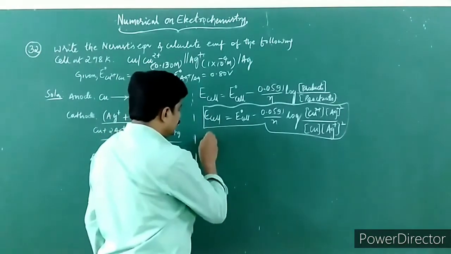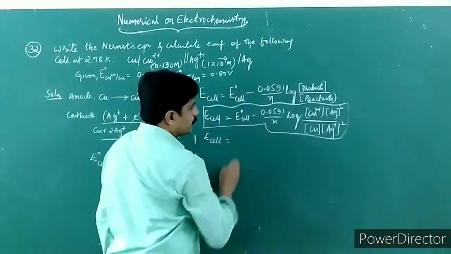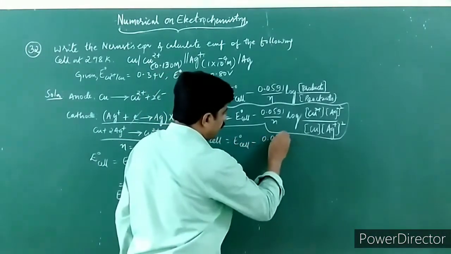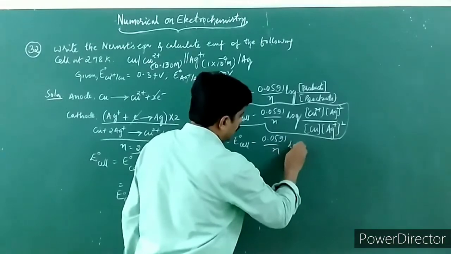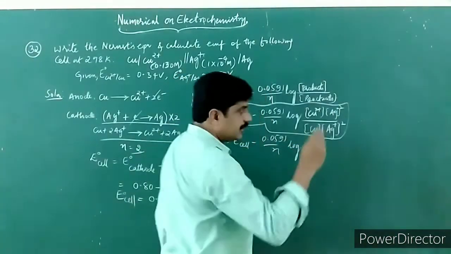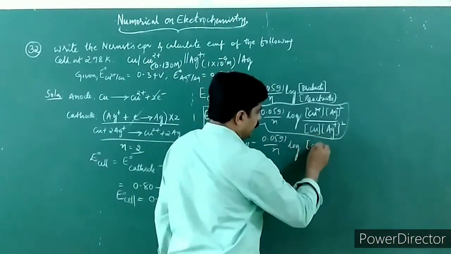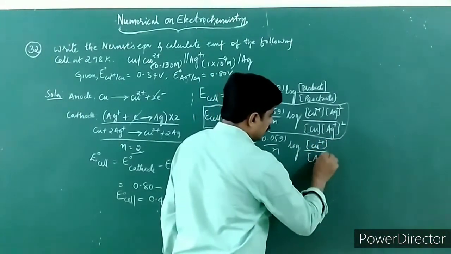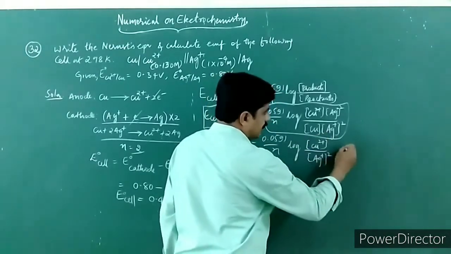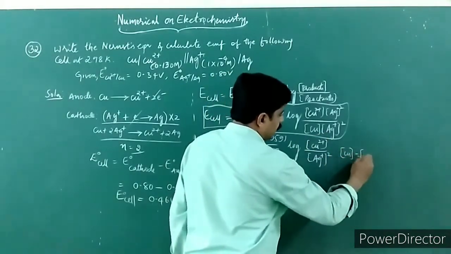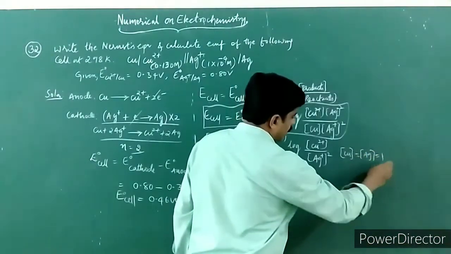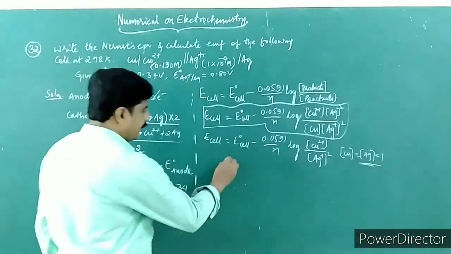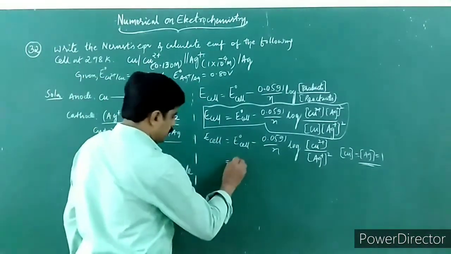Now look at here, E cell is equal to E naught cell minus 0.0591 upon N. Look at here, log of Cu2 plus upon Ag plus whole square, because concentration of Cu is equal to concentration of Ag is equal to 1. So 1 square is also 1. So now let me substitute the values. E naught is equal to how much?